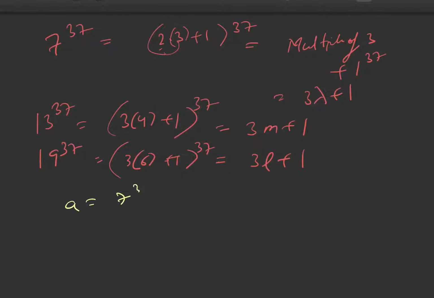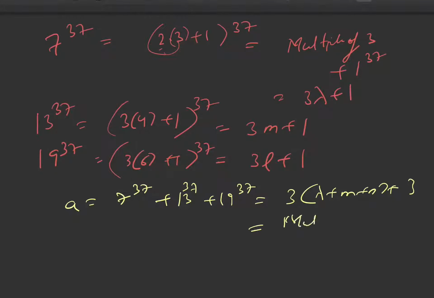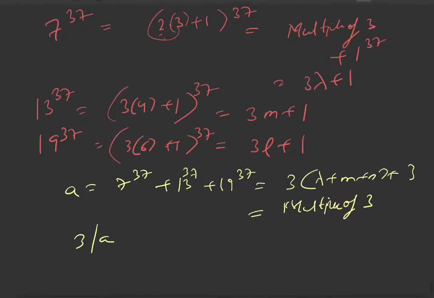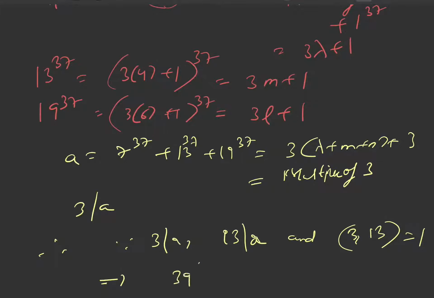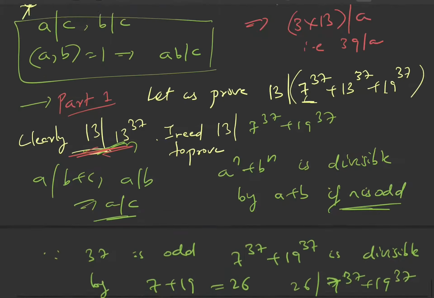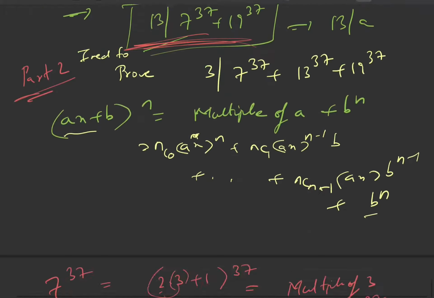So now A, which is 7 power 37 plus 13 power 37 plus 19 power 37, is 3 lambda plus 3m plus 3n plus 1 plus 1 plus 1, which is 3. So this is a multiple of 3, right? So clearly 3 divides A, isn't it? Therefore, since 3 divides A, 13 divides A, and GCD of 3 and 13 is 1, I can say that 39 divides A. Fine. So you can pause the video, copy the solution, and let us move to the next problem.